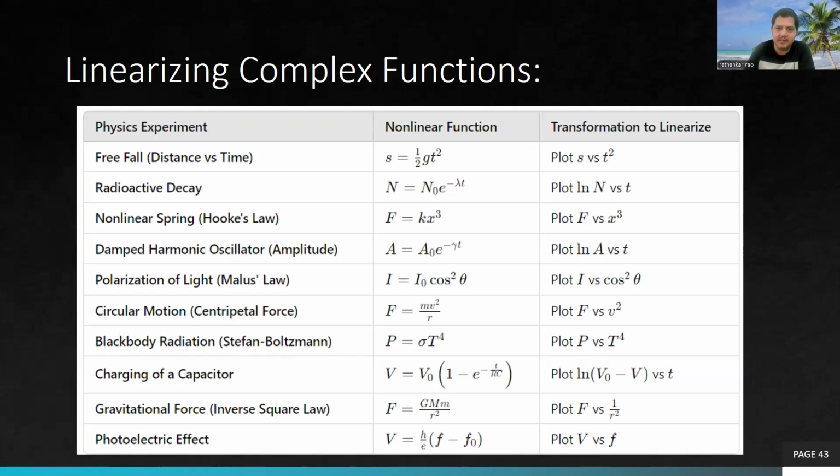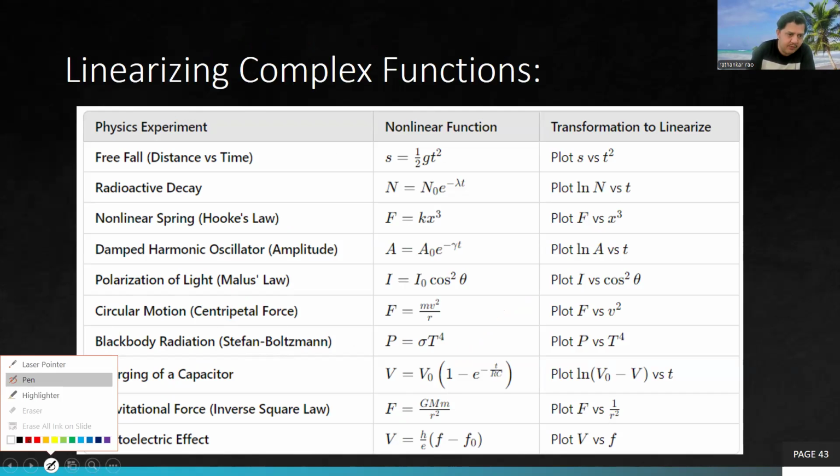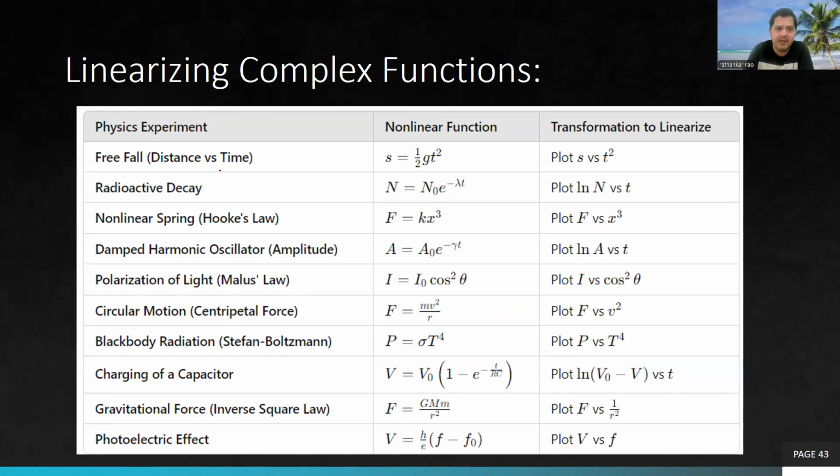For example, if I take, let me choose a different color of pen, it becomes clearer for you when I write. Okay. So if I take free fall, for example, s equal to half g t squared, what should I do? I should consider this as my y and t squared as x. And thus if I plot y versus x, I will get a linearized one. So this I can do. And then radioactive decay. So here I can't do it. Here I have to do it with ln N versus t.